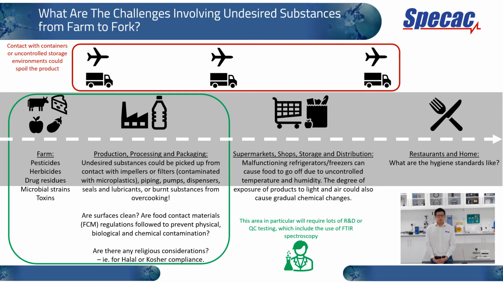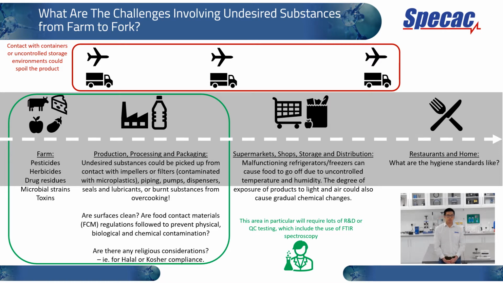So ultimately, we think that this area highlighted in green, the farm and the production and processing stage, would require analytical techniques such as FTIR to perform your daily R&D, so research and development, and also QC, quality check of those products.